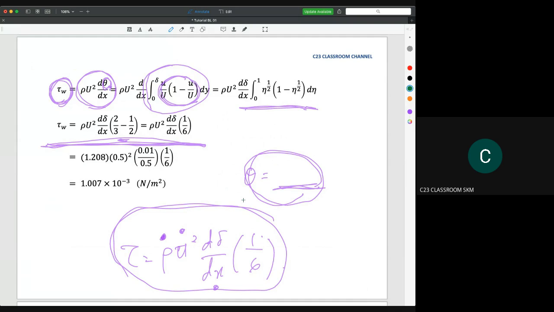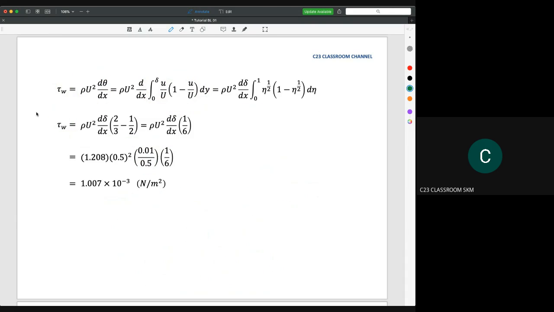By understanding the meaning of d delta and dx, we could solve this problem by substituting 0.01 as d delta and 0.05 as dx. Then you could estimate the value of shear stress here is equal to 1 times 0.007 times 10 to the power of -3. Again, please make sure that you write the unit. The unit is Newton per meter square. So this is the answer for this.